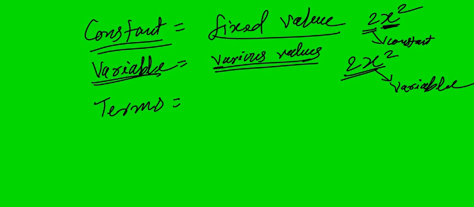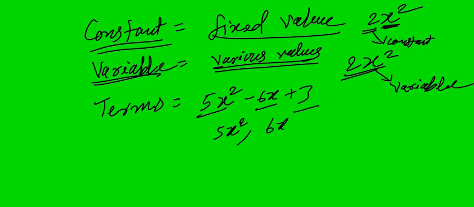Next one is term. So what is a term? Basically, when we are writing polynomials or algebraic expressions with mathematical operators, when you replace the mathematical operators with a comma, then these are the terms. This is the first term, second term and third term. So 5x square is a term, 6x is also a term, 3 is also a term. So these are terms.